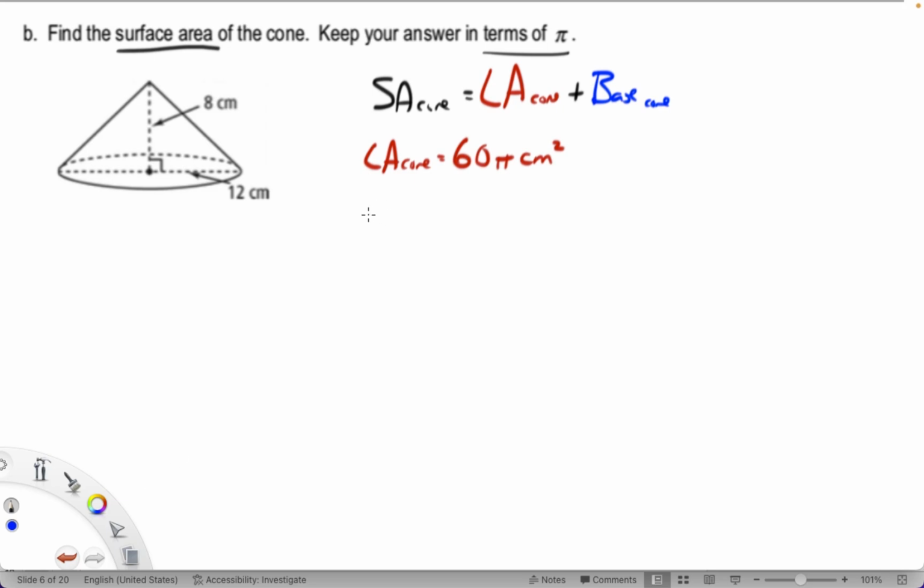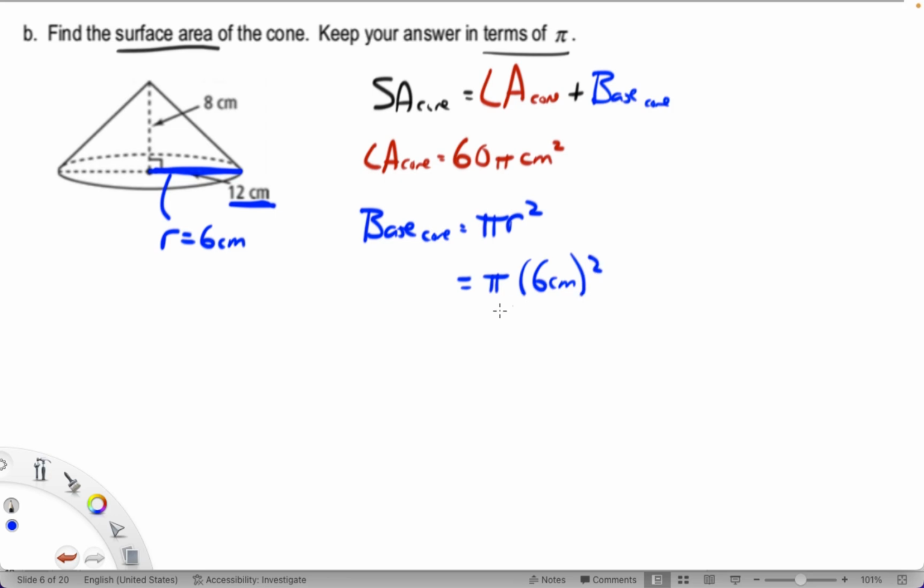And the base of the cone, of course, is a circle. So like any circle, the area is pi r squared. We need to find r, and r is from here to here. If the entire diameter is 12 centimeters, then the radius is going to equal 6 centimeters. So the base is going to equal pi times 6 centimeters squared, which is going to equal pi times 36 square centimeters, which is going to equal 36 pi square centimeters.